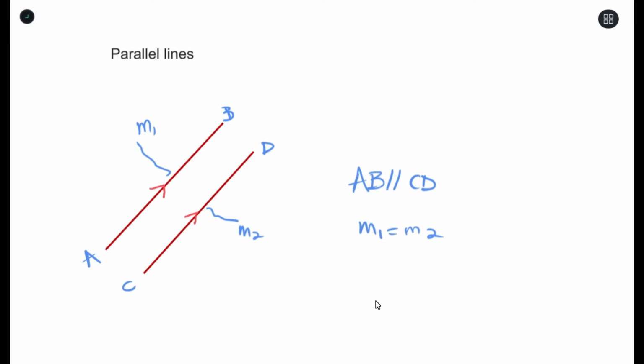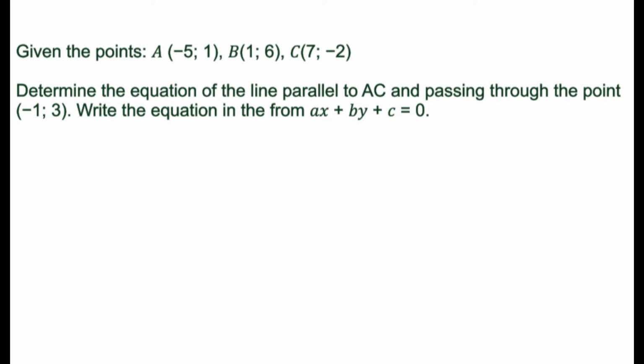Let's look at an example of parallel lines and how it can be used in questions. You have this question which says, given the point A is (-5, 1), B is (1, 6), C is (7, -2), determine the equation of the line parallel to AC and passing through the point (-1, 3). Write the equation in the form ax + by + c = 0.